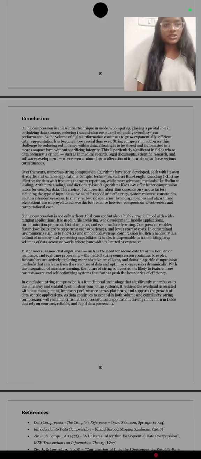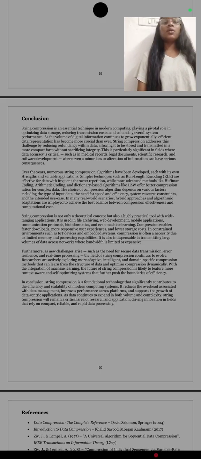The field of string compression continues to evolve. Researchers are actively exploring more adaptive, intelligent, and domain-specific compression methods that can learn from the structure of data and optimize compression dynamically with the integration of machine learning. The future of string compression is likely to feature more context-aware and self-optimizing systems that further push the boundaries of efficiency.